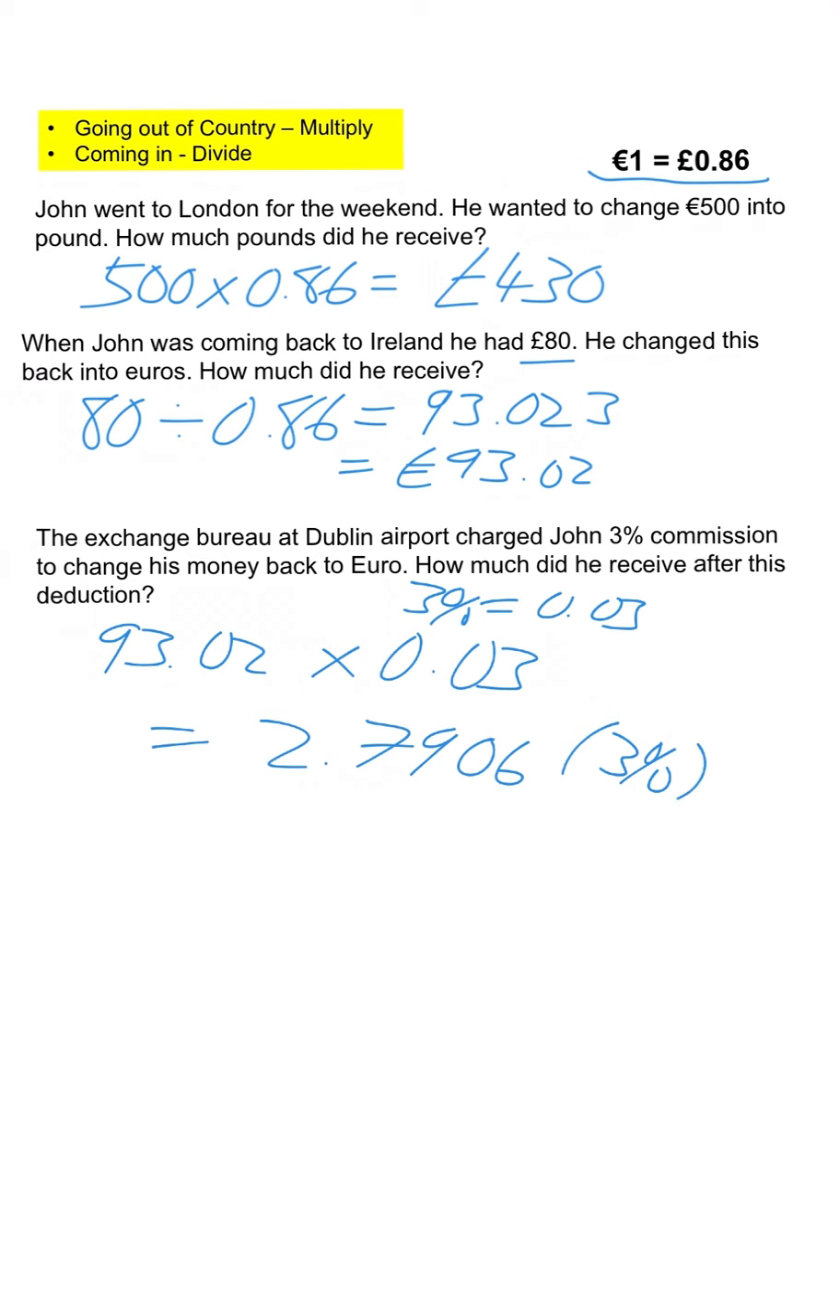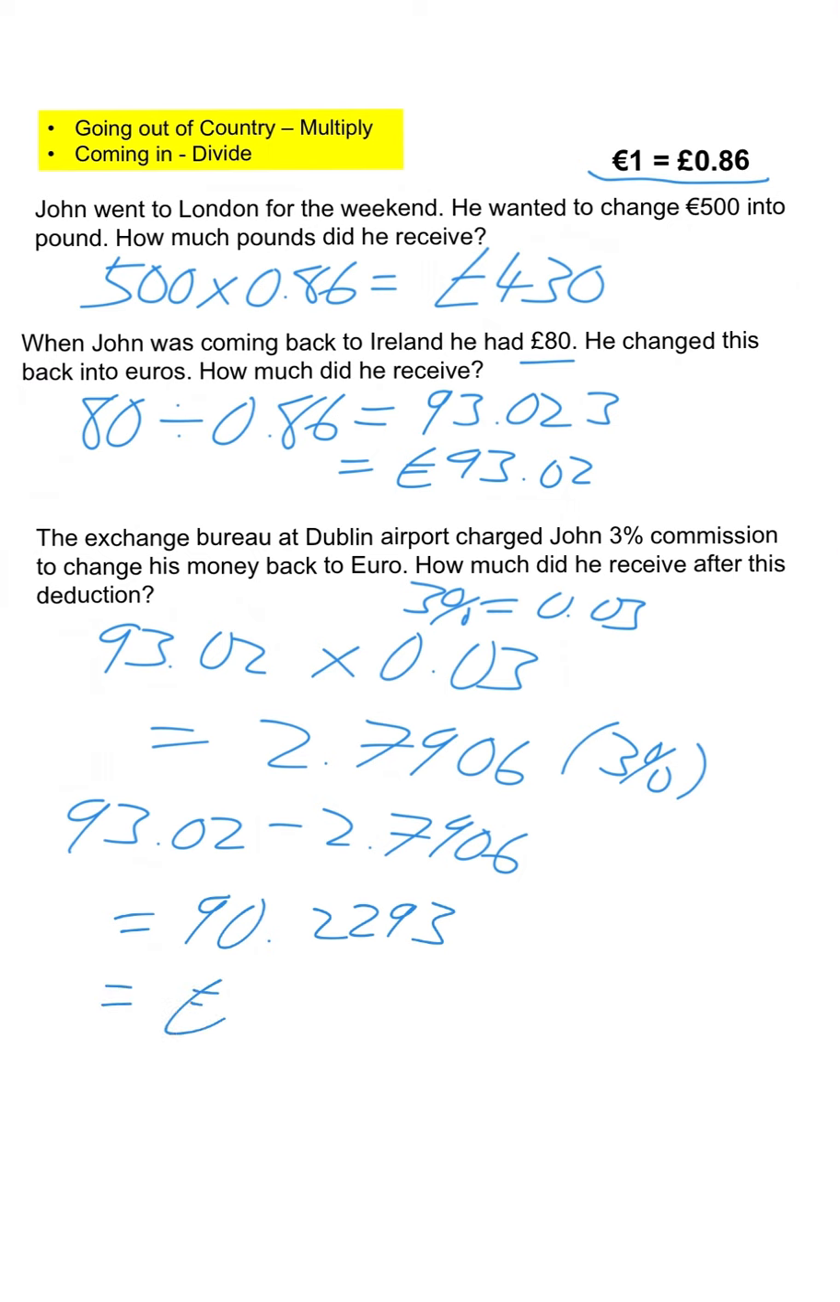So if that's the 3%, then we're going to take this away now from the €93 and 2 cents. So minus 2.7906. Subtracting then, now we have 90.2293. And we're dealing with money, so again 2 decimal places. So after the deduction, he has €90 and 23 cents.